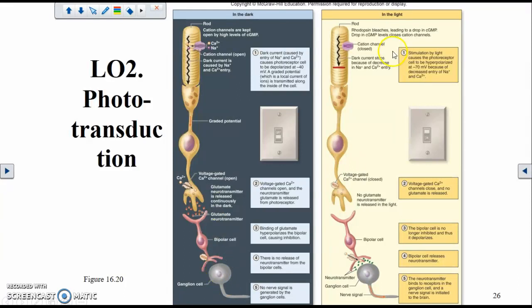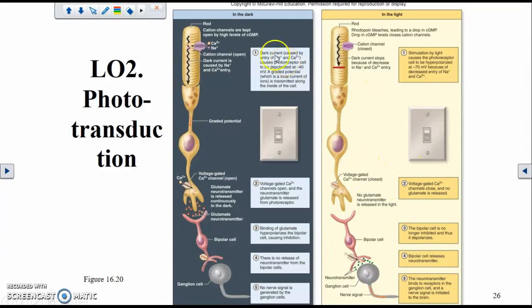Right? When you have lots of light, what happens, folks, is these channels close, and because these channels close, there is no impulse that travels throughout the rod, and that means that there's no glutamate. And when there's no glutamate, the bipolar cell is no longer inhibited, which means a neurotransmitter then stimulates the ganglion cell, and then this nerve signal eventually travels to your optic nerve, which is cranial nerve number 2.